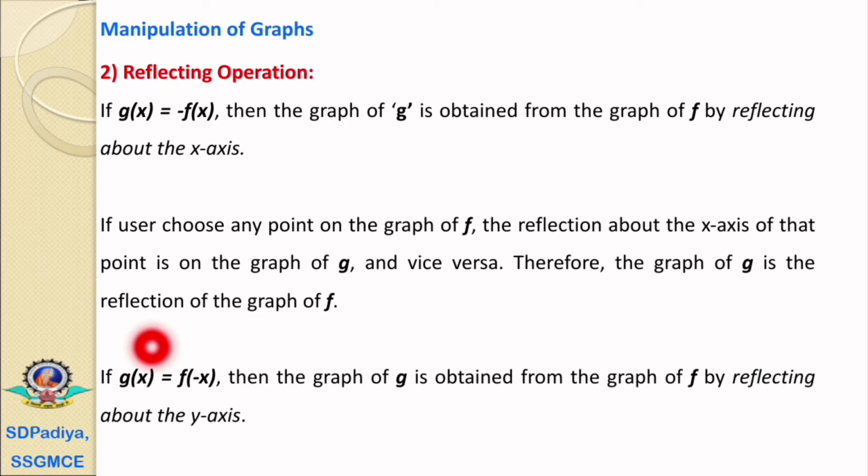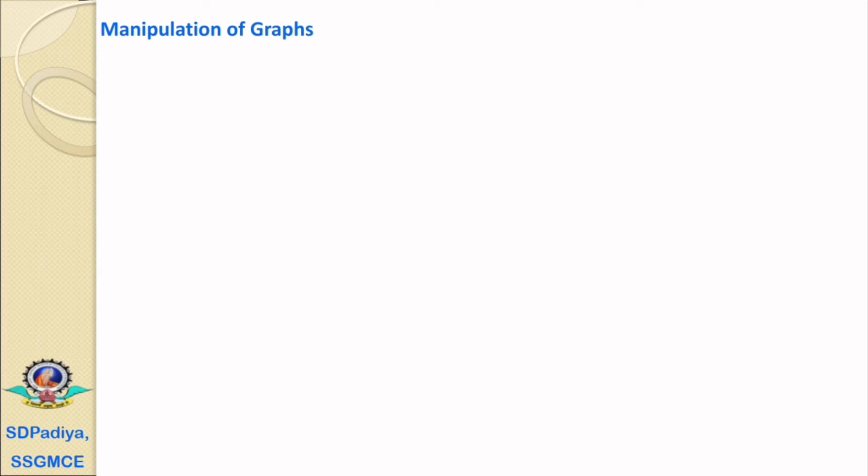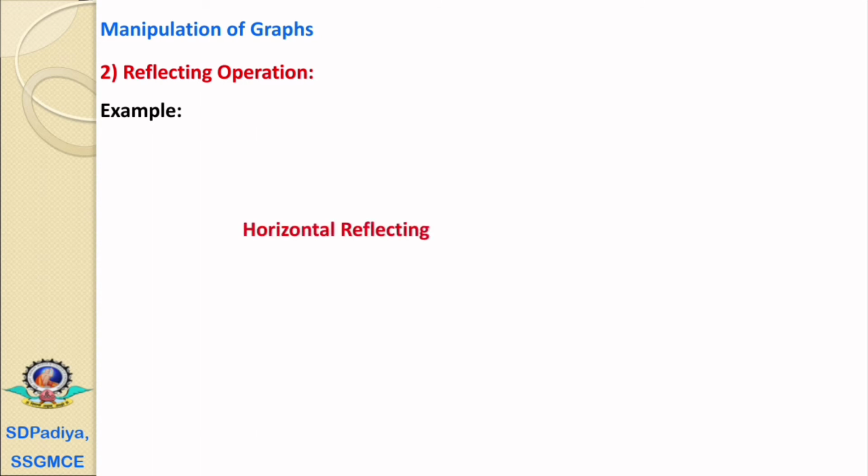For any graph g of x, if g of x is equal to f of minus x, then the graph of g is obtained from the graph of f by reflecting about the y-axis. We can perform the reflection of a graph about the x-axis as well as about the y-axis, and based on this we have the 2 different types of the reflection operation of a graph. These 2 types are the horizontal reflecting and the vertical reflecting. Now we'll discuss some examples for the horizontal reflecting.